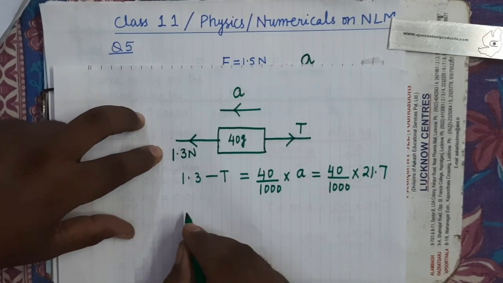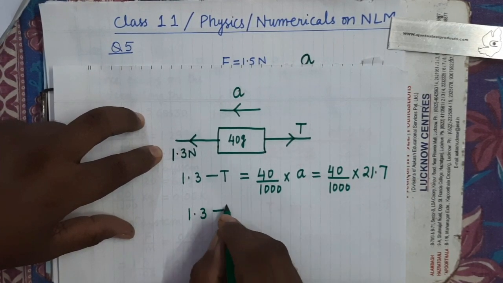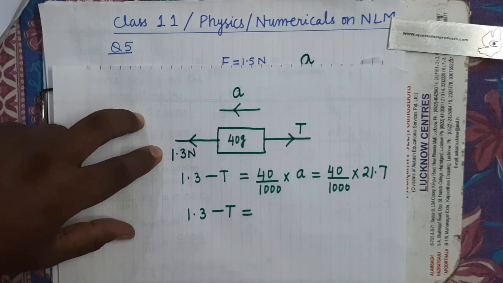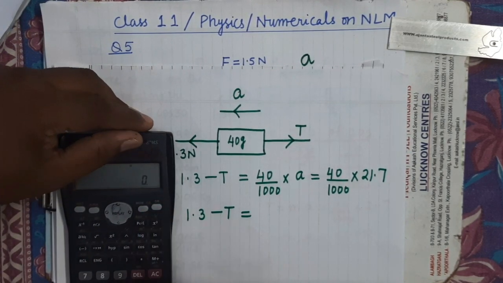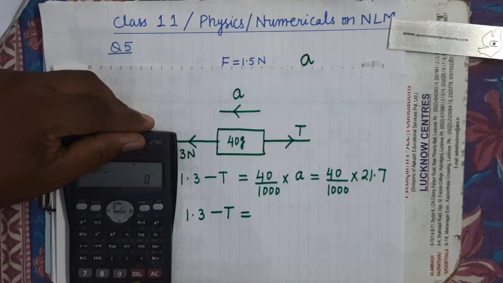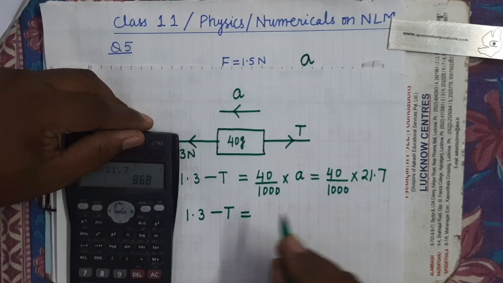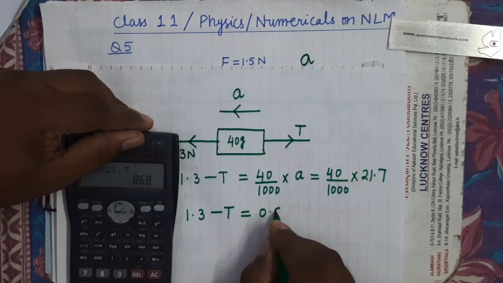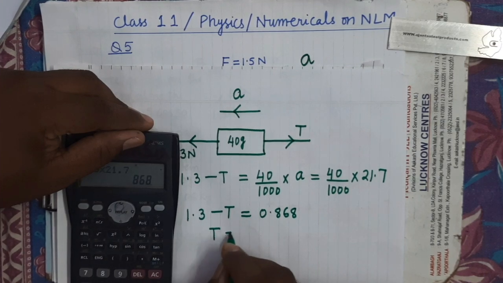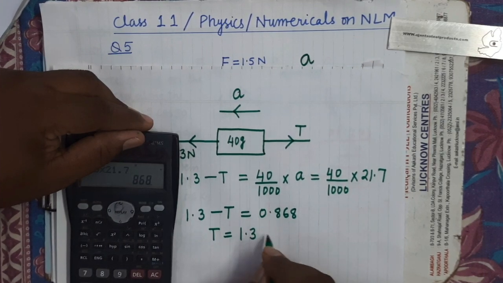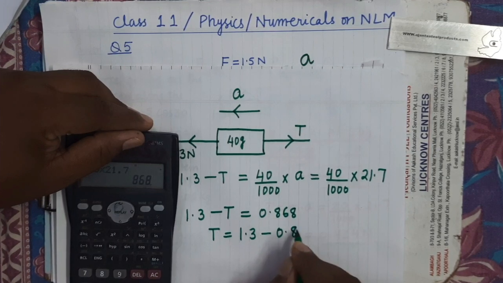It's clear. So you simplify: 1.3 minus T equals, when you calculate it, 40 into 21.7 divided by 1000, that is 0.868. So what will be T? It is 1.3 minus 0.868.